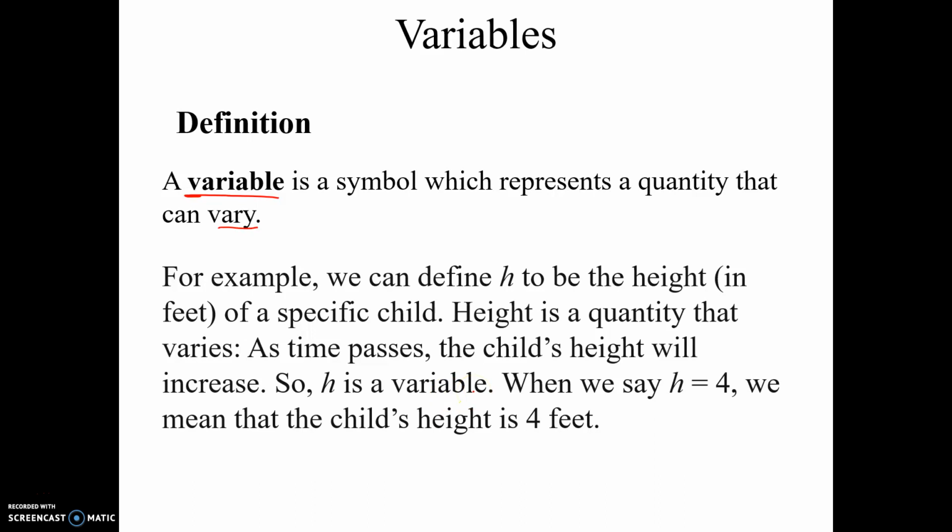When we say h equals 4, we mean that the child's height is 4 feet. But next year, the child's height h could be 4 feet 6 inches. In 10 years, the child's height could be 5 feet 10 inches. The child's height does not stay the same. It doesn't stay constant. It varies, therefore, it is a variable.